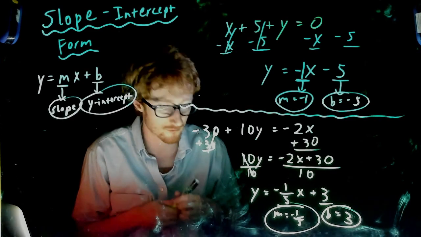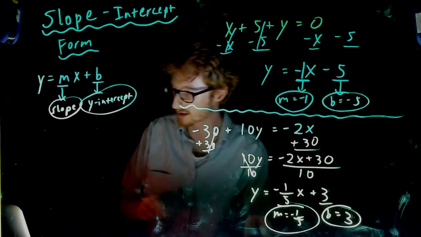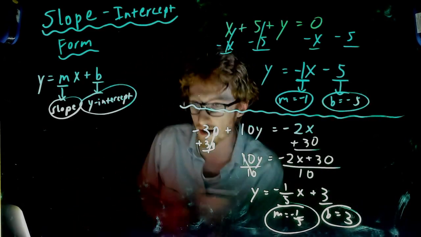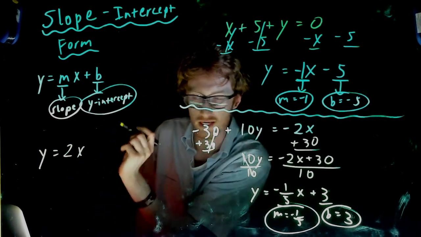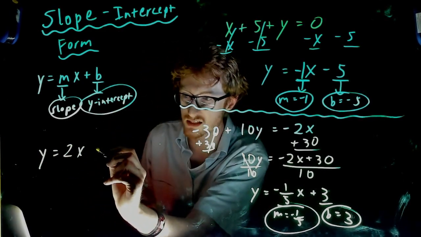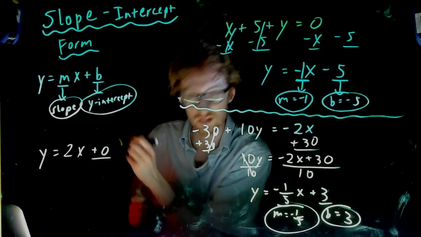Now I have a question for you though before we completely head off. I'm going to go back over here. What if you have something that's not there, right? What if you just have y equals 2x and you don't have a b? If your b is missing, think of that as a 0, right? So your y-intercept would be a 0, right?